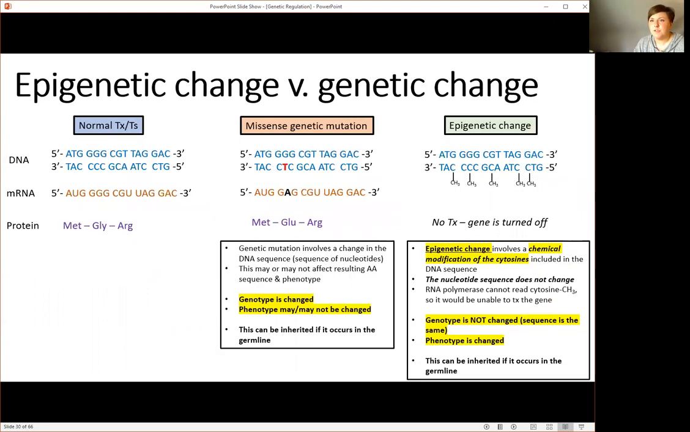This slide just compares genetic mutation to epigenetic change. Again, genetic mutation causes a change in genotype. And depending on the impact of this change on protein structure, phenotype may or may not be impacted. However, in epigenetic change, genotype is unchanged, but methylation does lead to a phenotypic change. Both of these changes can be inherited if they occur in the germline or in cells that are passed to offspring.